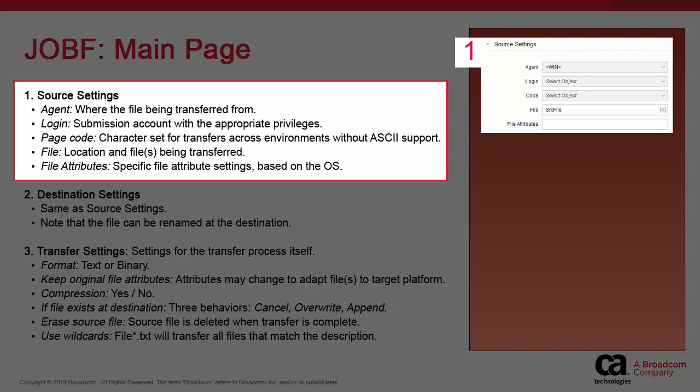In the file attributes field, you can enter additional attributes that are specific to the operating system, in our case Windows or Unix. You can also enter formatting commands here. For example, in files with multiple lines, you may want to specify how line breaks should be formatted when transferring from the Windows to the Unix system.